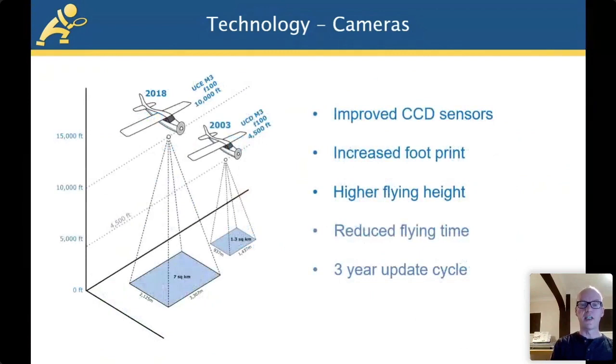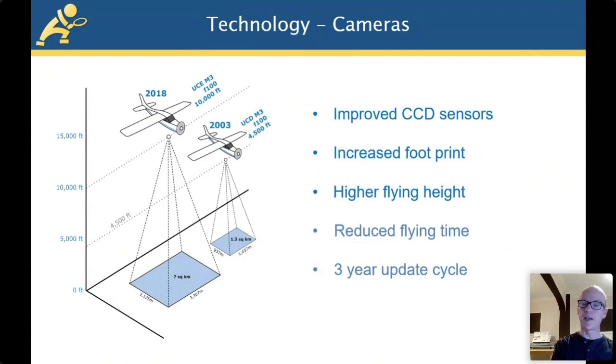So as you can see, we mentioned flying footprints. So the footprint is the area of an individual photograph on the ground, and increased and improved CCD sensors mean there's more megapixels in each sensor. Therefore, the photographic footprint is larger. So you need less photographs, less flight lines to cover the same amount on the ground.